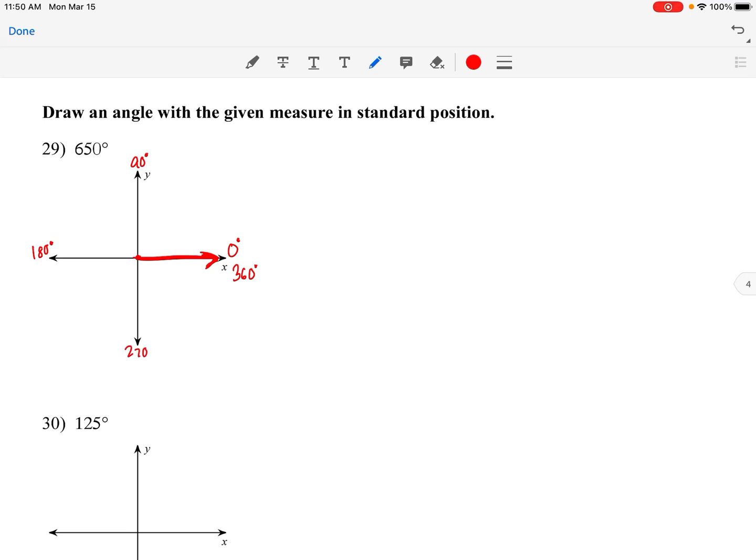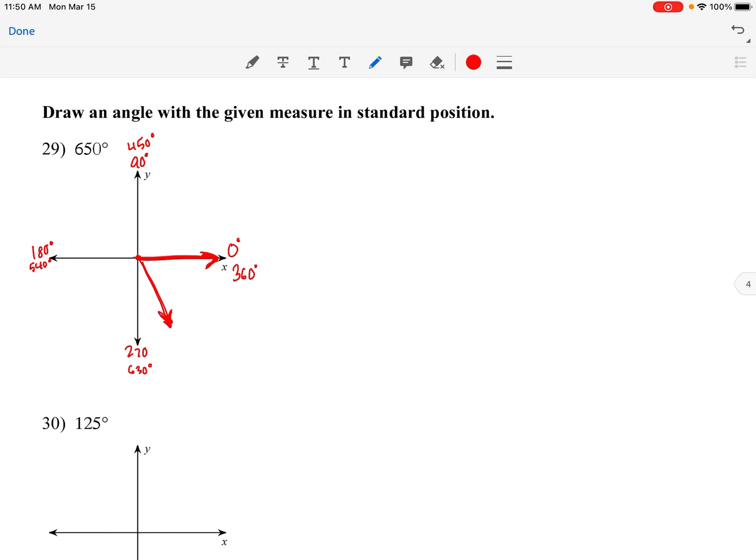So 360, 450, we just keep going until we get at least to the angle that we need. 540, and then 630. So it looks like we're close. We just need like 20 degrees actually past this. So 20 degrees, I'm going to say, is about right here. I mean, you can kind of eyeball it.